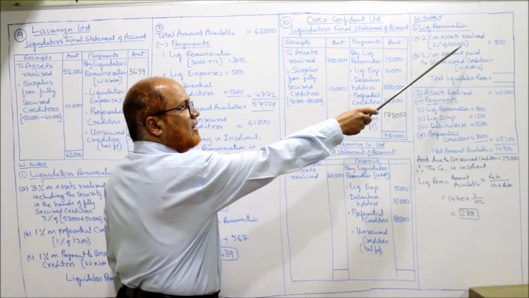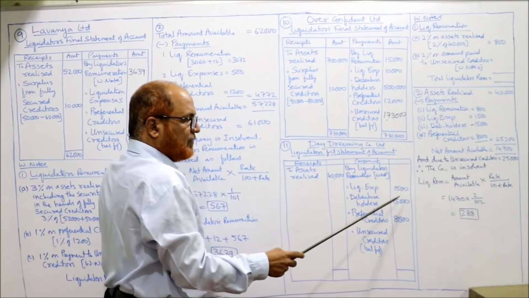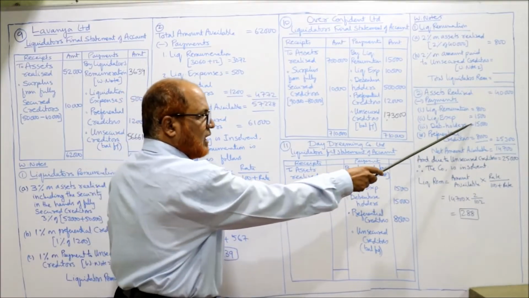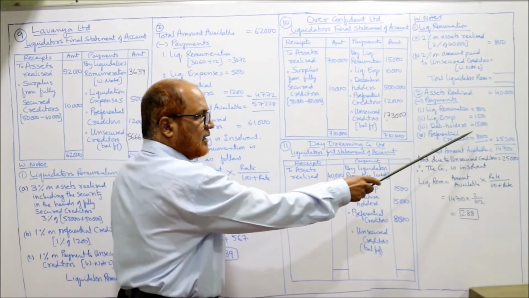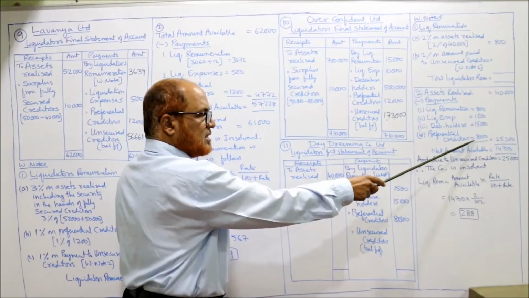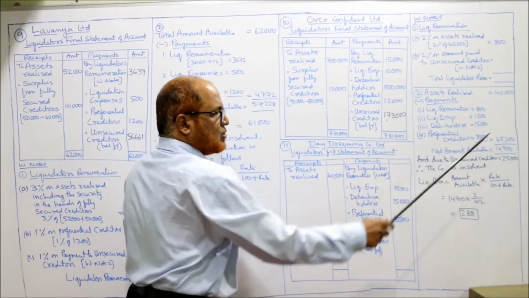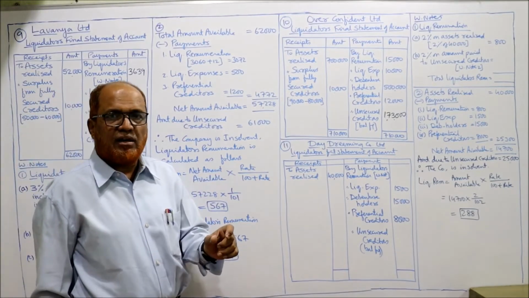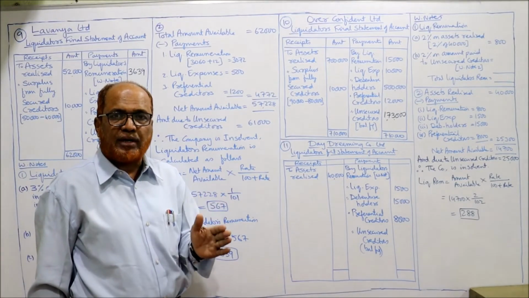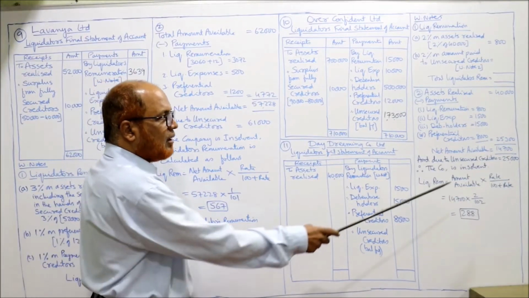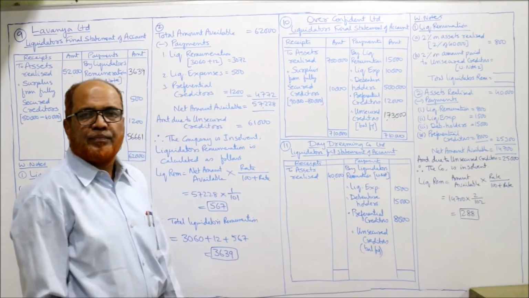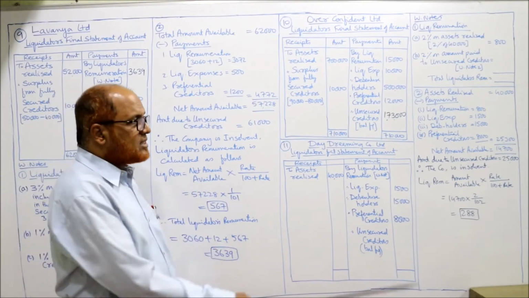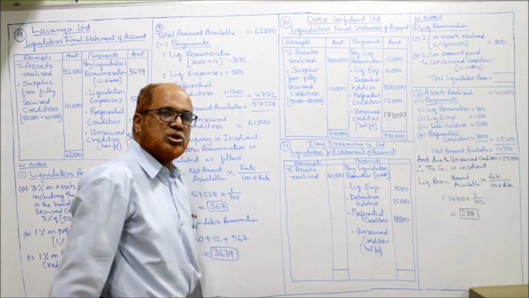Liquidator's remuneration 800 rupees is payable and 1,500 rupees are payable as liquidation expenses. Debenture holders to be paid 15,000. Preferential creditors to be paid 8,000. The total of payments up to this point is 25,300. So out of 40,000, 25,300 is the total payment. Then the remaining amount available is 14,700. 14,700 is the net amount available, whereas the amount due to unsecured creditors is 25,000.